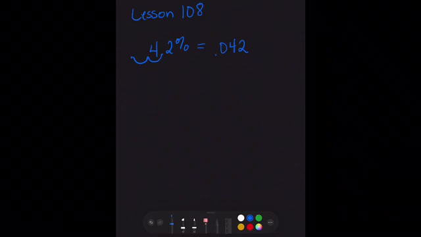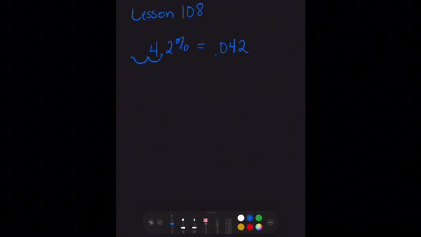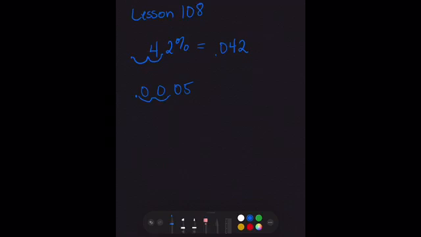What about 0.05%? 0.05% would equal, we got to move it twice to the left. So 0.05% would equal 0.0005. Very small portion. We will do the other two in class together on Wednesday.